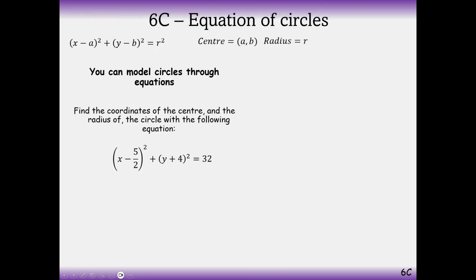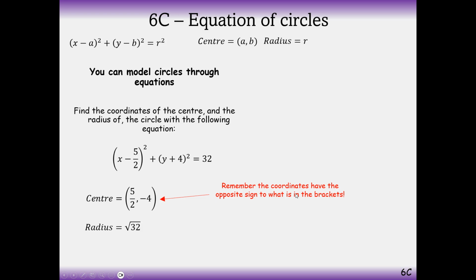Now in this equation, once again, what's the radius and what's the center? The center is (5/2, -4), and this radius is the square root of 32. Now, if you don't know what the square root of 32 is, you look for the largest square number that you can divide by. Can we simplify this? Yes, we could have written this as the square root of 16 times root 2, which is 4 lots of root 2.